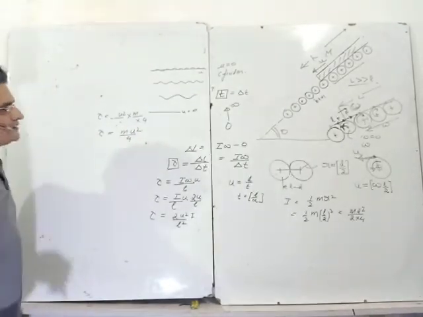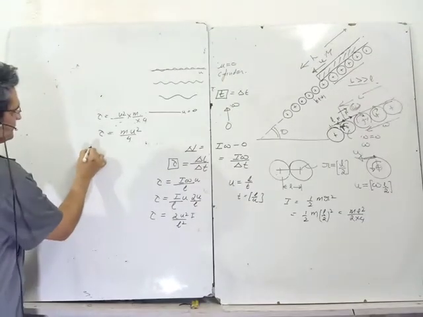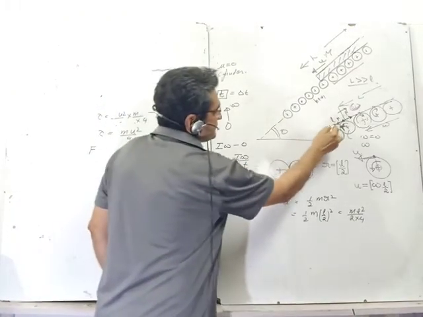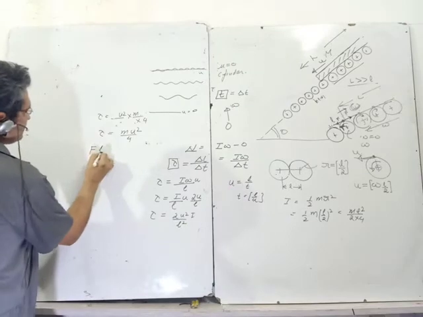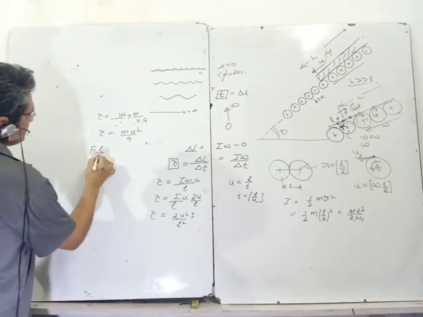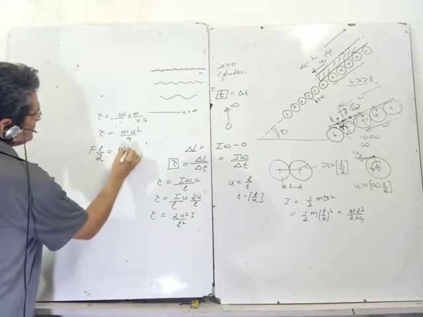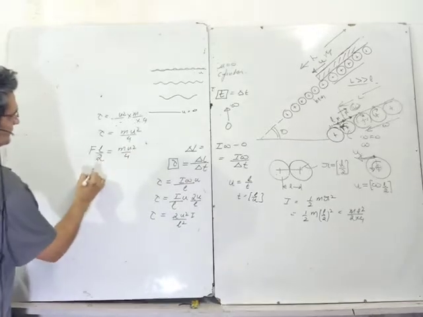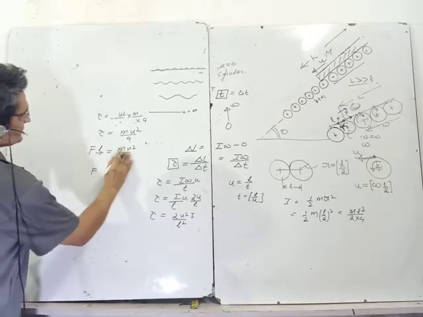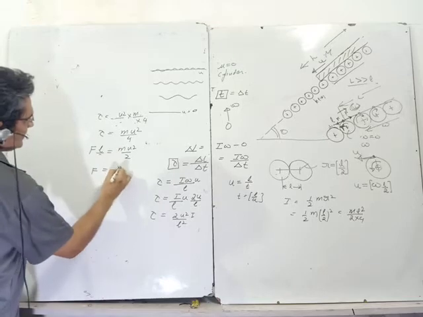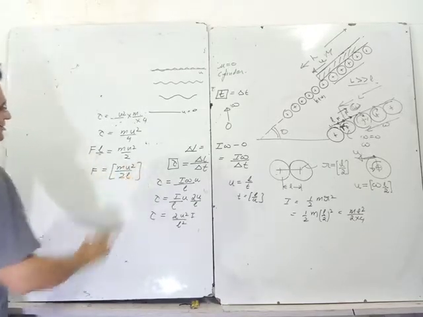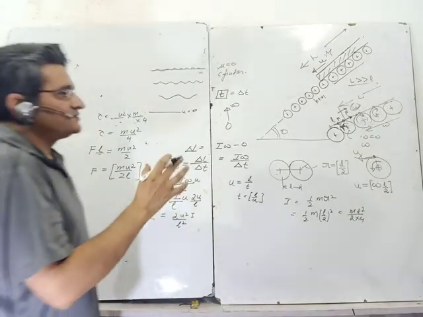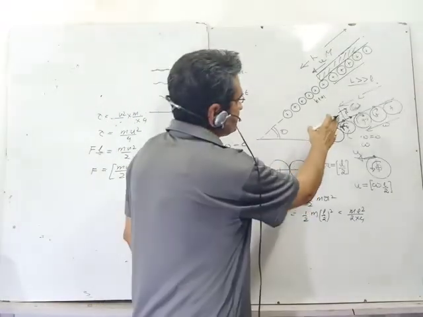This torque is what? This is the average force times the radius. Radius is L upon 2, average force times L upon 2 is this torque, which is mu square upon 4. So the value of F is, this gets cancelled, F is mu square upon twice L. This is the mean force which is constantly acting on this plank.